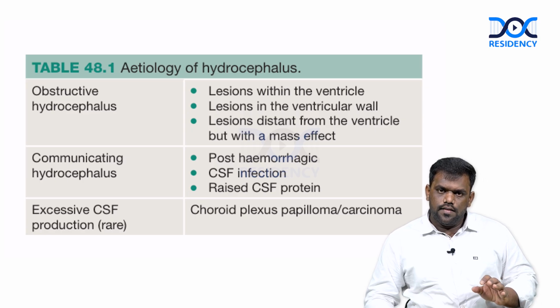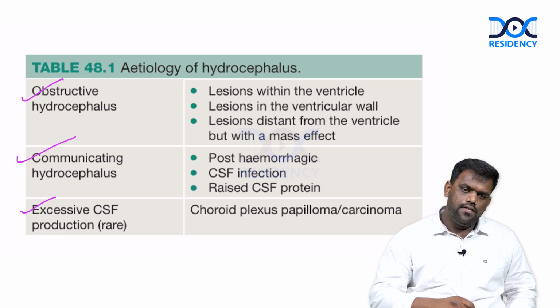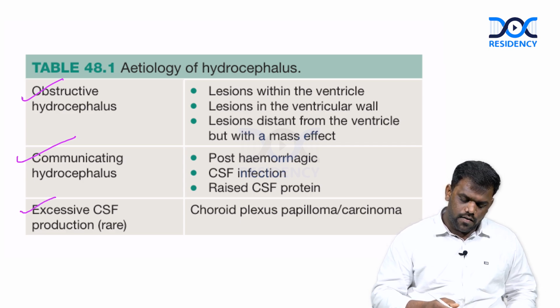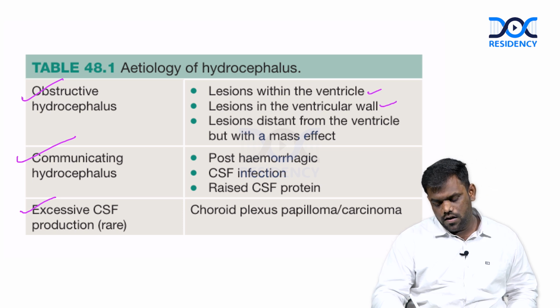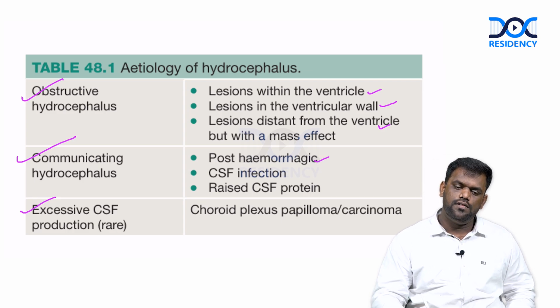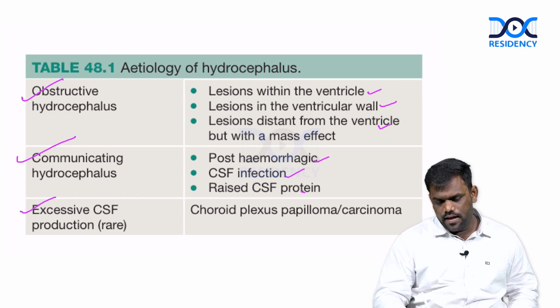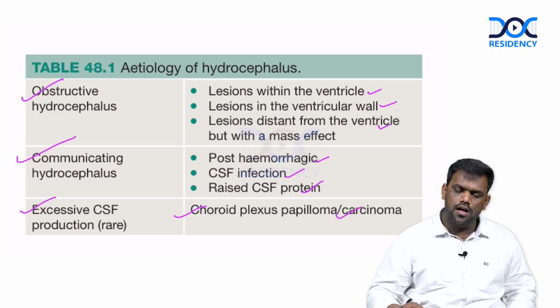So what are the various types of hydrocephalus? Obstructive hydrocephalus, communicating hydrocephalus, and hydrocephalus due to excessive CSF production. Obstructive hydrocephalus occurs whenever there is a lesion in the ventricle or ventricular wall, or lesions at a distance from the ventricle causing a mass effect. Communicating hydrocephalus is especially post-hemorrhagic, or due to CSF infections like TB meningitis, and raised CSF proteins. Excessive CSF production is due to choroid plexus papilloma or carcinoma.